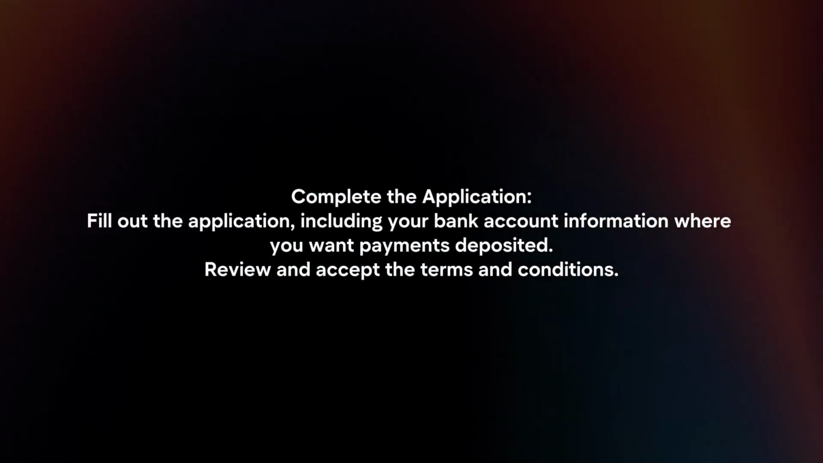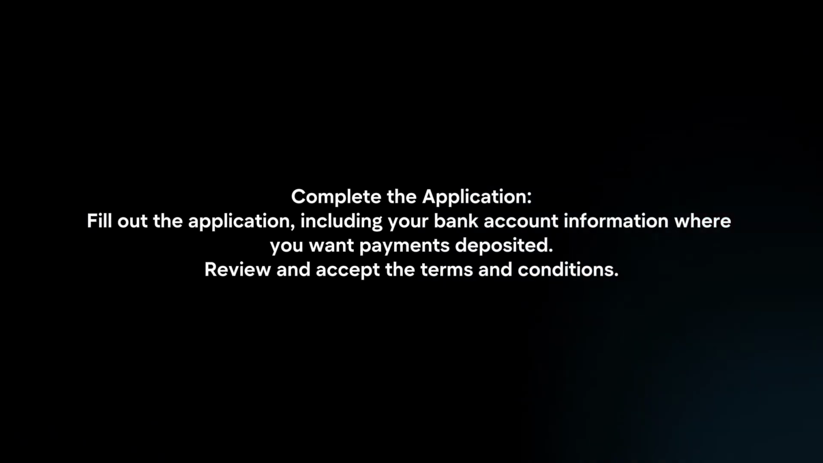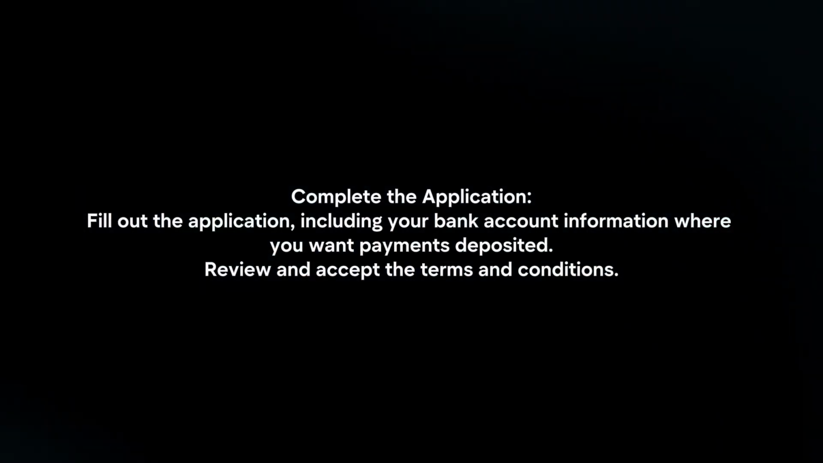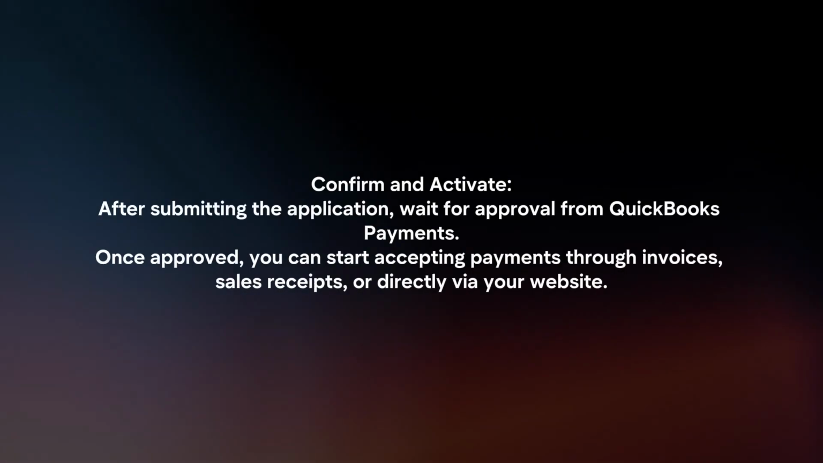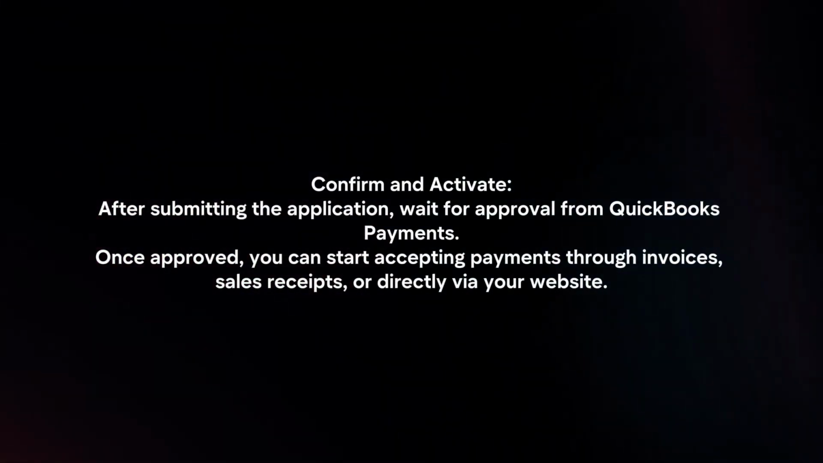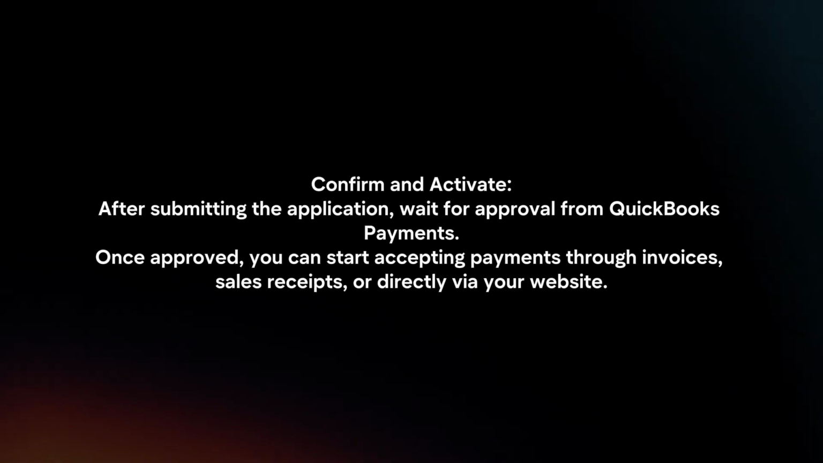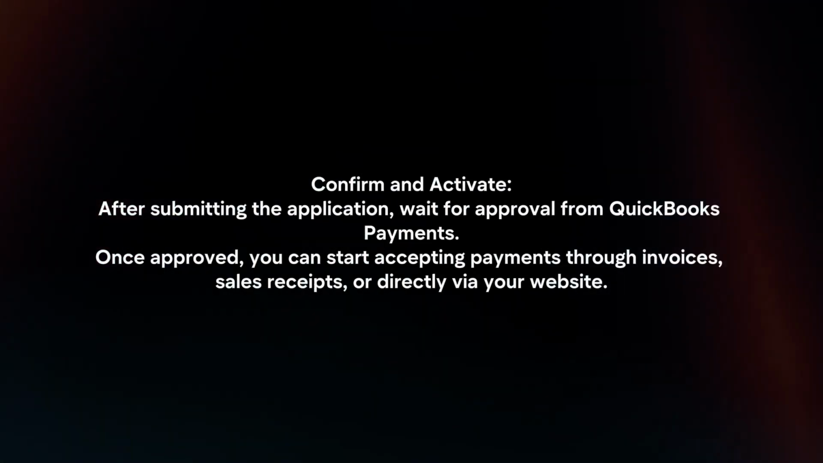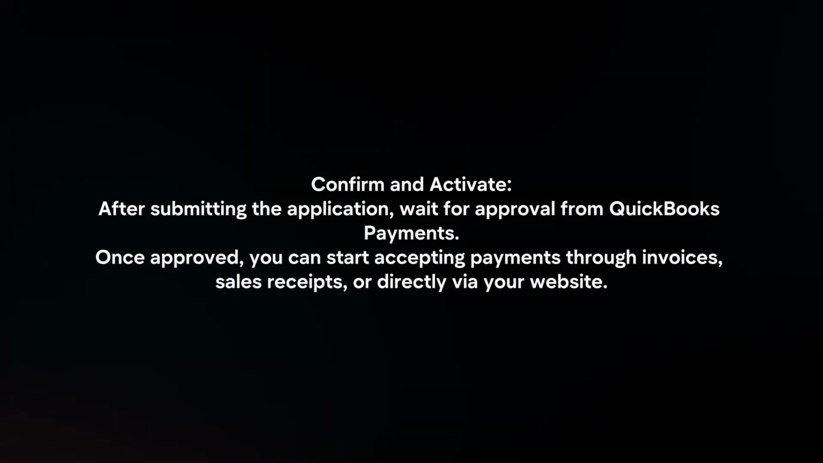Complete the application. Fill out the application, including your bank account information where you want payments deposited. Review and accept the terms and conditions. Confirm and activate. After submitting the application, wait for approval from QuickBooks Payments. Once approved, you can start accepting payments through invoices, sales receipts, or directly via your website.